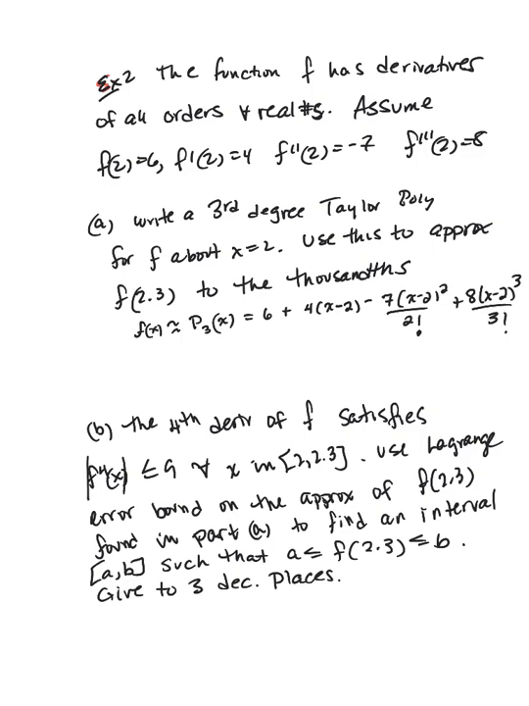Now we want to approximate f of 2.3. So when we substitute it in, because 2.3 is close to the center, we'll get a good estimate. So you can just type all this into your calculator. We get 6.921. Then they're telling us the fourth derivative satisfies this bound right here, for all x from 2 to 2.3.